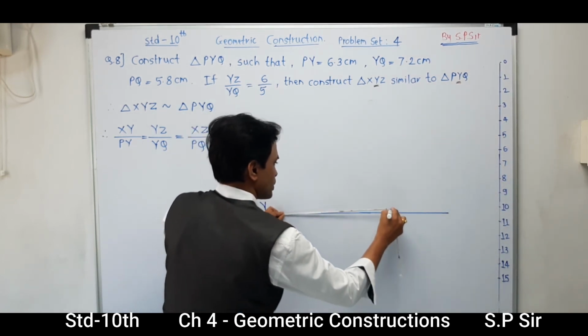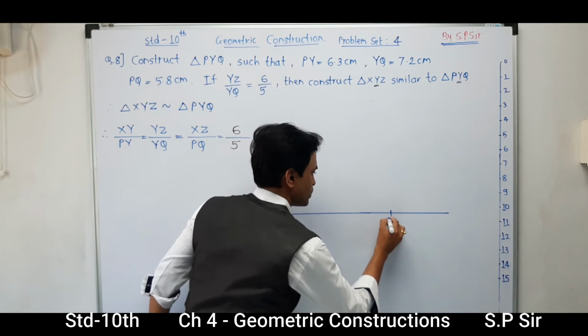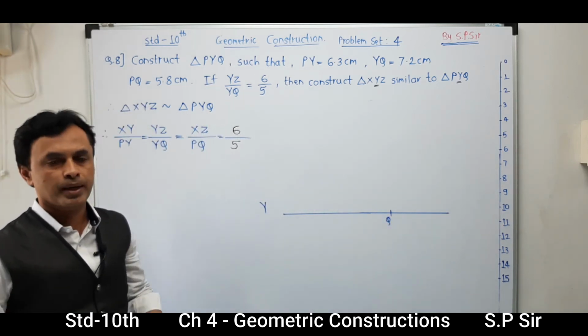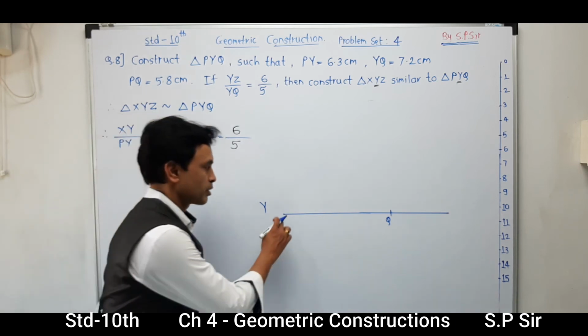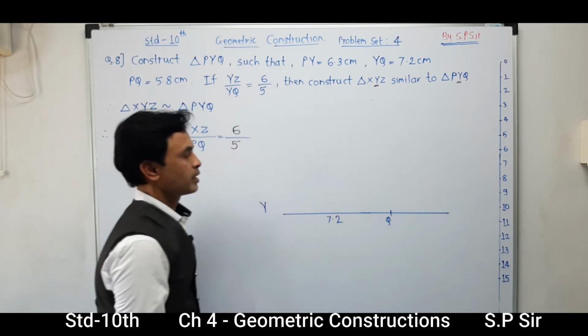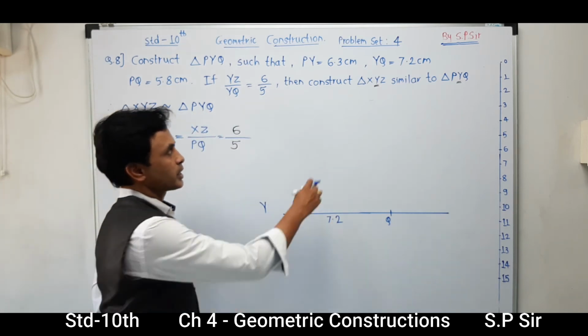So YQ is 7.2. This is your first step that you are supposed to write in a proper manner. Second, you get YQ, that is nothing but 7.2 centimeter. So the next step, our target is P.